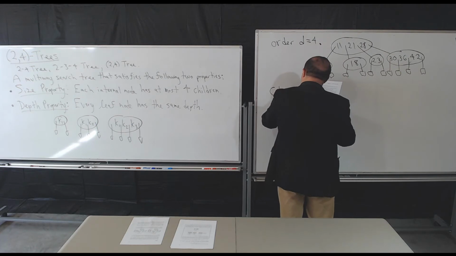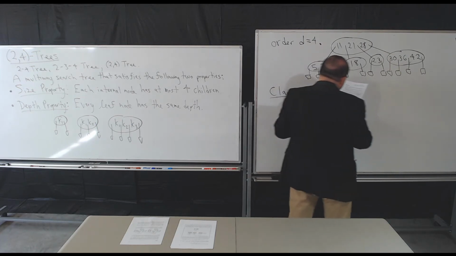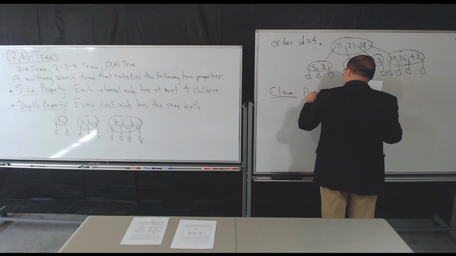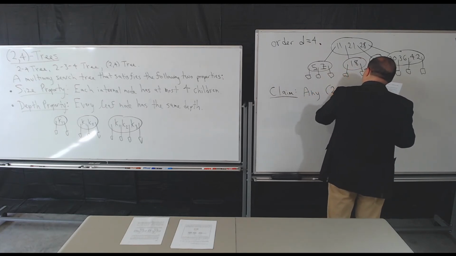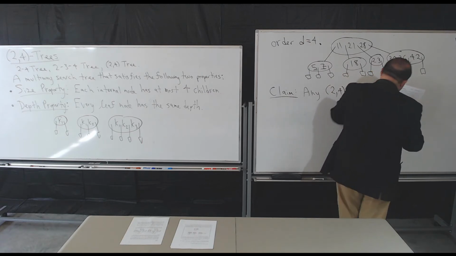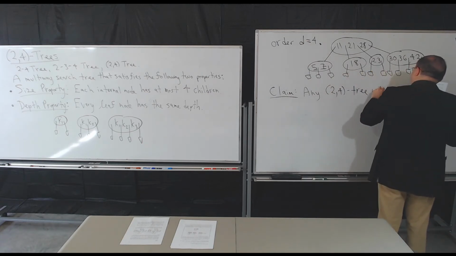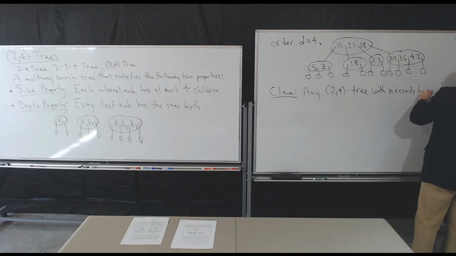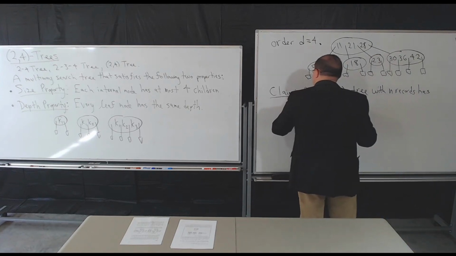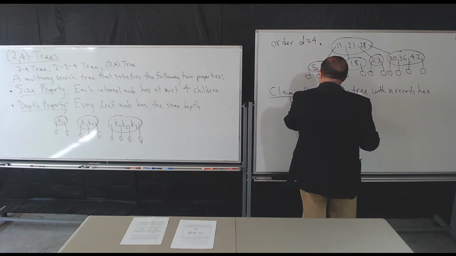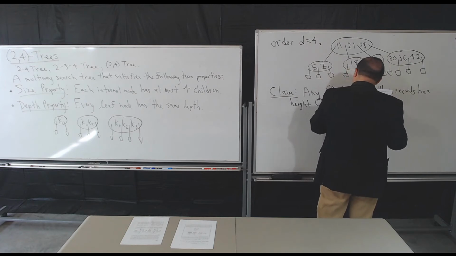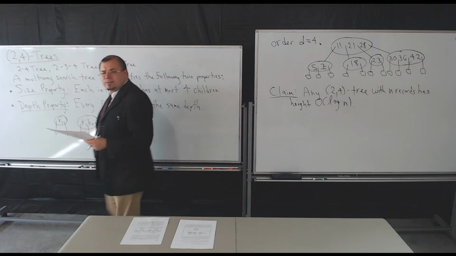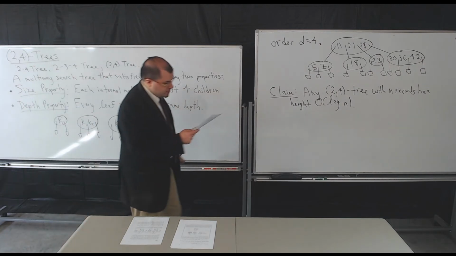So here's the claim. My order is going to be at most 4. And here's the claim I want to prove for you: any 2-4 tree with n records has height big O of log n. So we're going to prove this. I'm going to use an argument that's quite similar to one that we used before.